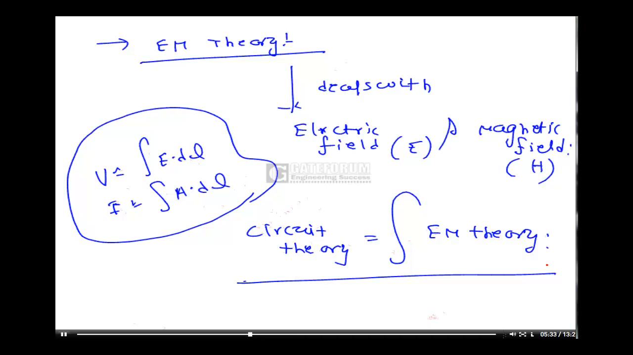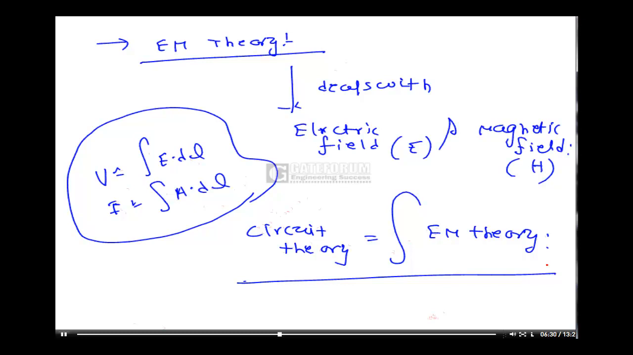Generally, suppose you take lumped circuits, that is, very low frequency lumped circuits. The entire analysis is with respect to V and I. Suppose you go to higher frequencies. It is not possible to directly calculate voltages and currents because of phase changes. So there the analysis is based on electric and magnetic fields. Generally circuit theory is for low frequencies, and at high frequencies the entire analysis is based on E and H only. So voltage and current are nothing but the integrated effect of electric field and magnetic field respectively.